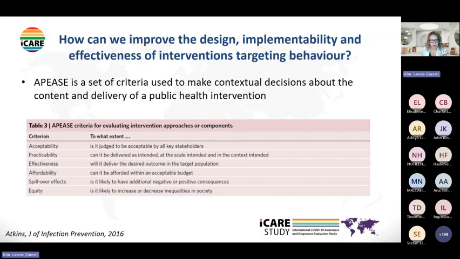There's also another framework called the APPEASE framework, which is a set of criteria used to make contextual decisions about the content and delivery of a public health intervention. And it really just helps guide decision-making along 6 different variables. So you want to make sure that whatever you design is acceptable to your target population, practical in that it can be delivered as intended. You can scale it up, that it's obviously effective, and it can deliver the desired outcomes for which it was designed. It's affordable for whoever's paying for it. You want to make sure that you don't see any unwanted spillover effects or negative consequences, and you want to make sure that whatever you put in place is equitable.